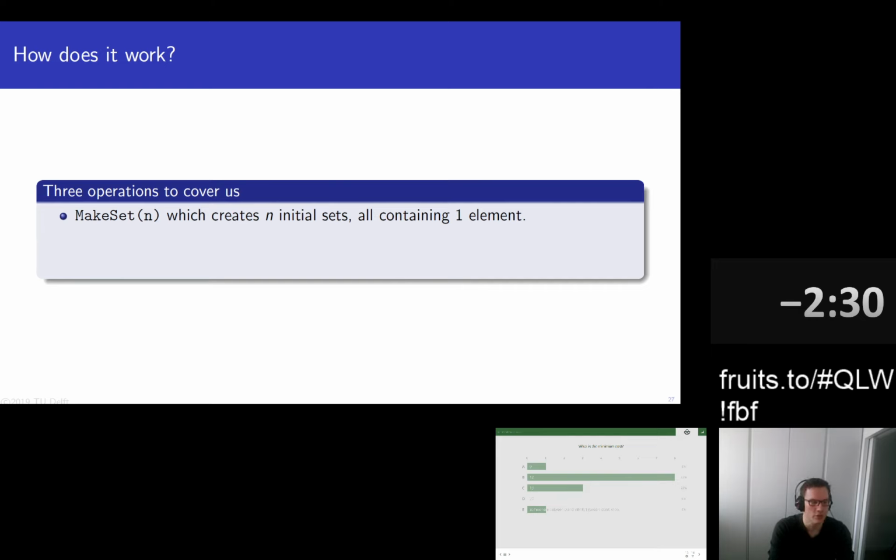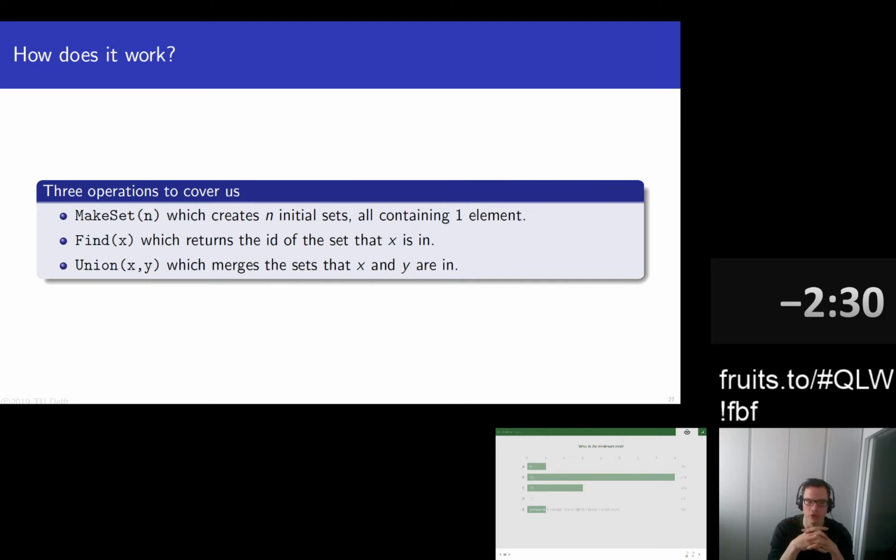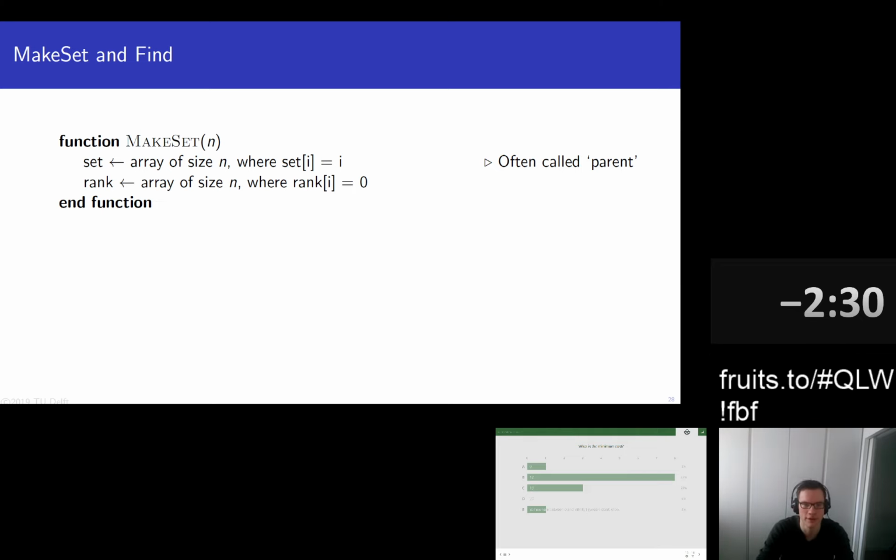So what does a union find or disjoint set allow us to do? Well, it allows us to initialize the data structure with make set n, which creates n initial sets all containing exactly one element. It allows us to return the ID of a set that our element x is in. And finally, it allows us to merge two sets that x and y are in. Right, so these are the three operations that the union find data structure, or the disjoint set data structure, supports. Let's take a look at that implementation.